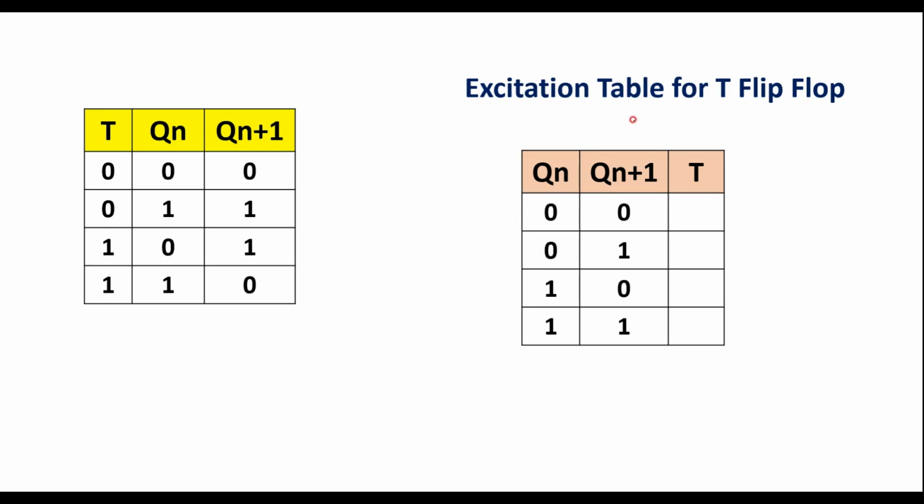Now let me derive the excitation table for T flip-flop. So this is present state and this will be next state. So toggle flip-flop, when it is 0 0, here we can find 0 0, the corresponding input is 0, 0 must be written here. 0 1, here we have 0 1, corresponding input is 1, 1 must be written here. Similarly 1 0, here we have 1 0, corresponding input is 1, 1 must be written here. And when it is 1 1, corresponding input is 0, 0 must be written here. So this is the excitation table for T flip-flop.